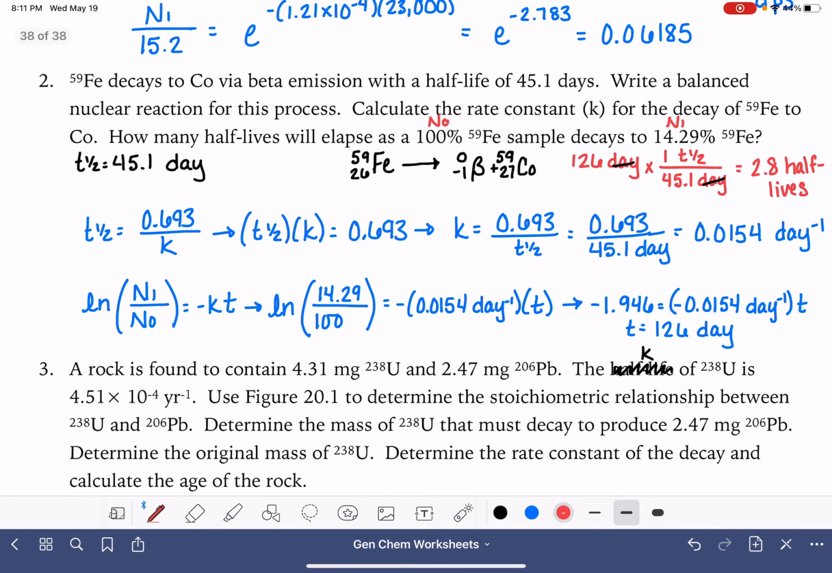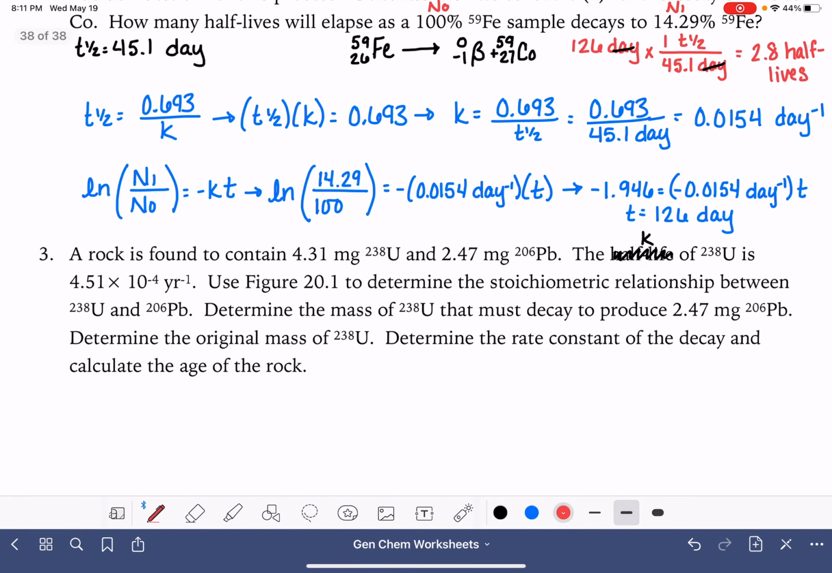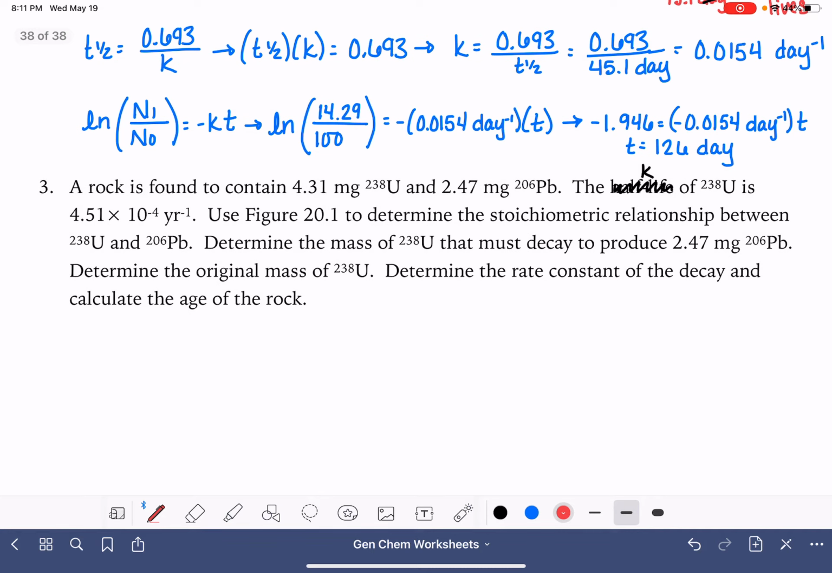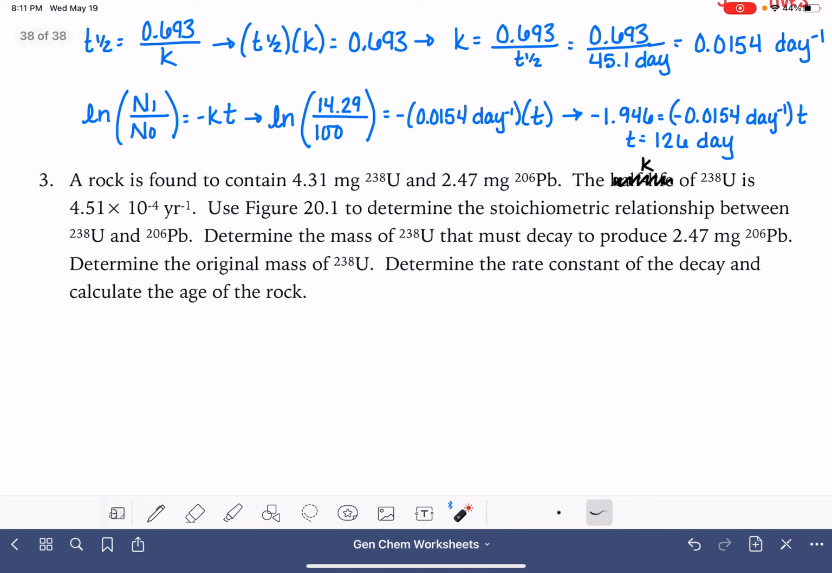Okay, for our last problem. This problem is telling us we have a rock. The rock is made up of uranium-238 and lead-206, so it has both of these substances in it. Uranium-238 undergoes decay to form lead-206. So the assumption here is that the rock was originally all uranium, and then the uranium started to undergo decay, and the uranium was converted to lead. At this particular time, some of the uranium has decayed and turned into lead, but not all of it.